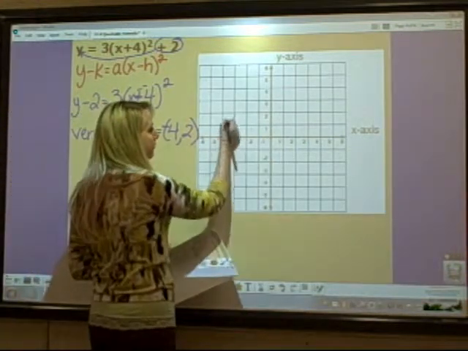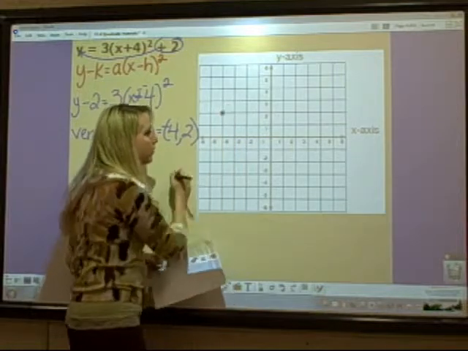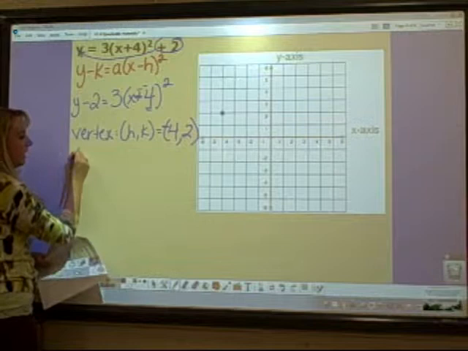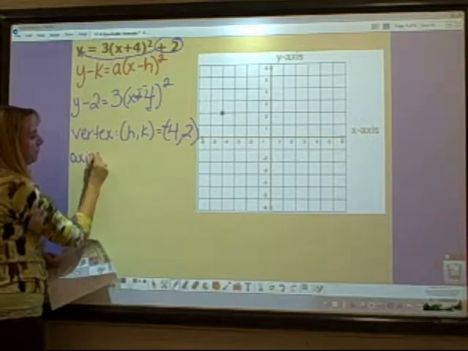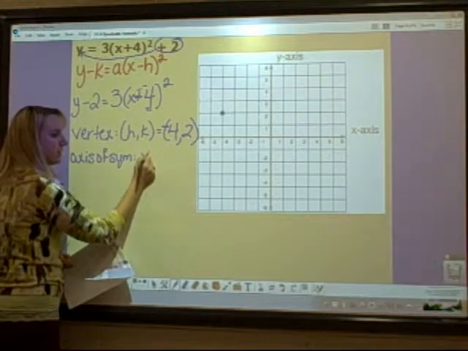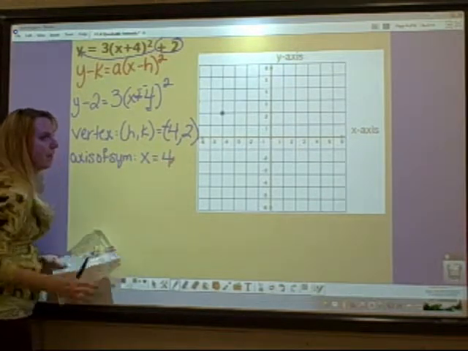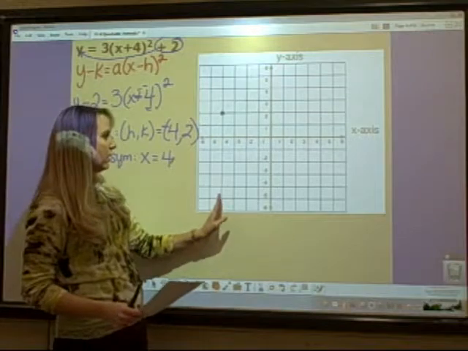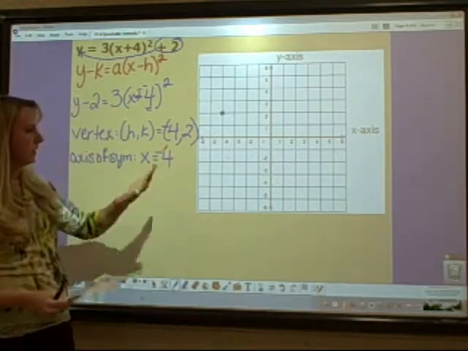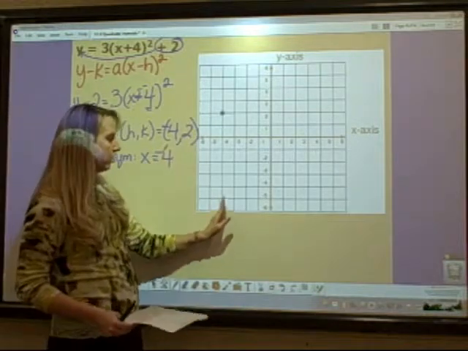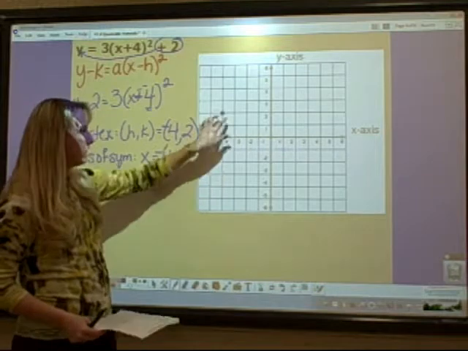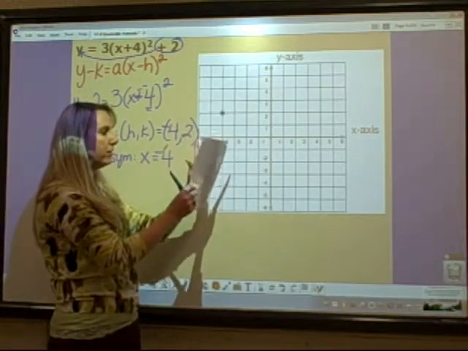Negative 4, 2. And our parabola is going to go around that point because our axis of symmetry is whatever your x value is. So x equals negative 4. It's that vertical line, and I want to have a mental block against the negative. x equals negative 4. So I have that vertical line at x equals negative 4 that my parabola can bend around or fold around.